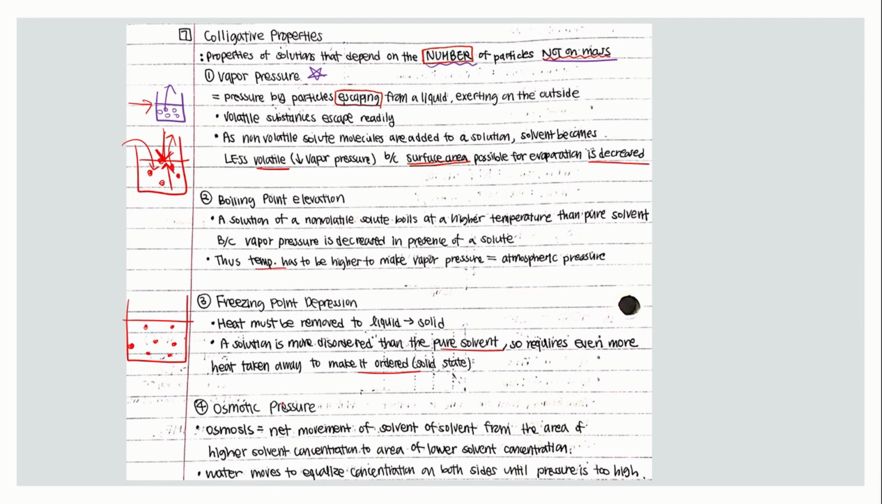And the last topic is the osmotic pressure. Osmosis is the net movement of solvent from the area of higher solvent concentration to the area of lower solvent concentration. So if you have two concentrations, and a bridge that the solution or the water can go through, and this is the area of higher solvent concentration, and this is the area of lower solvent concentration, the solvent or water will move from the higher concentration to the lower concentration. And water moves to equalize the concentration of both sides until pressure is too high.